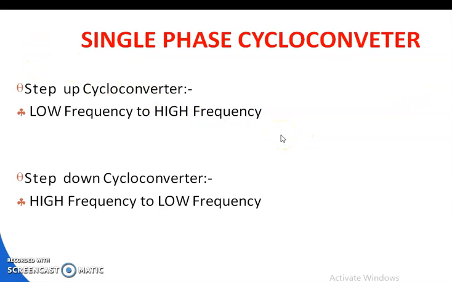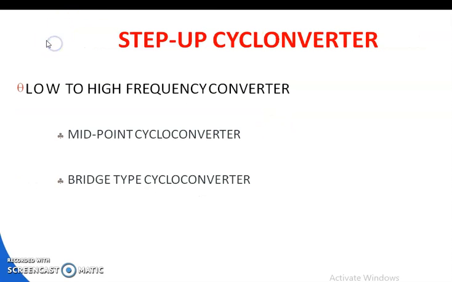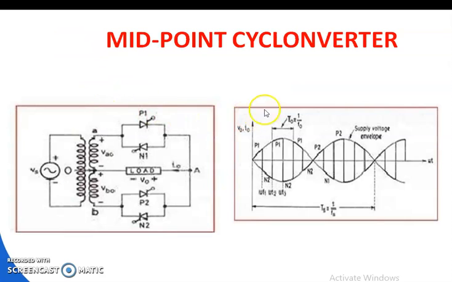Then the single phase cyclo-converters are also of two categories. First one is the step up cyclo-converter, second one is the step down cyclo-converter. Step up cyclo-converters are low frequency to high frequency converters, and step down cyclo-converters are high frequency to low frequency converters. Then there are the midpoint cyclo-converter and the bridge type cyclo-converter. Today we discuss the midpoint cyclo-converter.